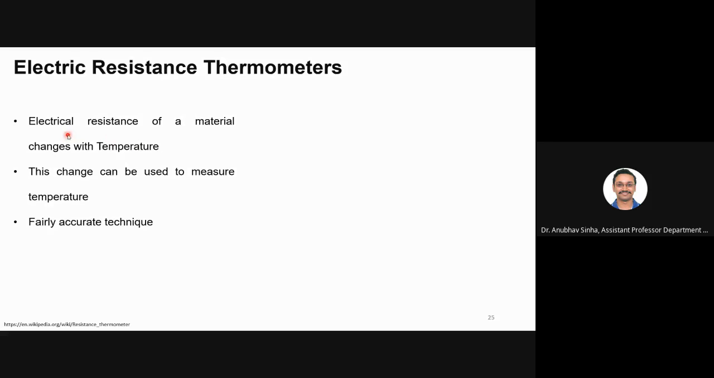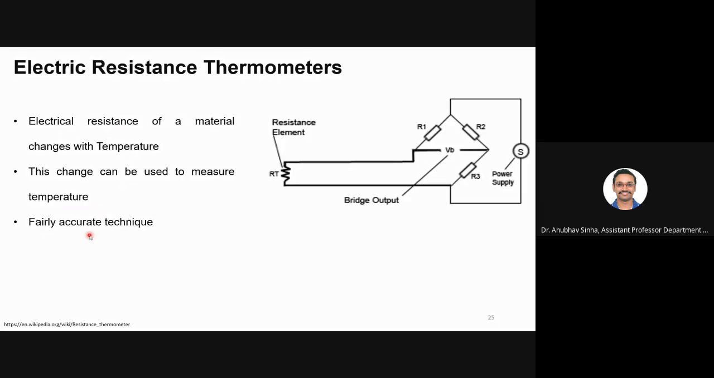As I already mentioned, the resistance of any material changes with temperature. This change can be used to measure temperature, and this is a fairly accurate technique. What we do is basically we have a Wheatstone bridge. I believe you all have studied Wheatstone bridge in your school, right? Yes, sir.